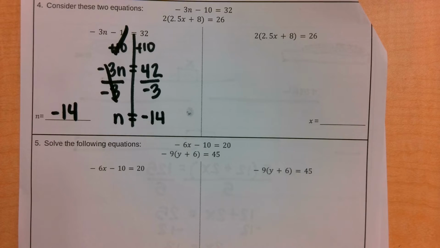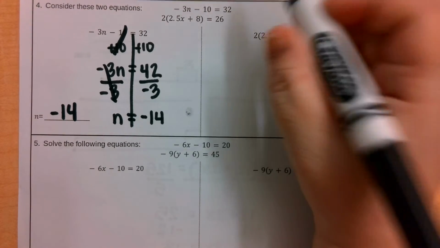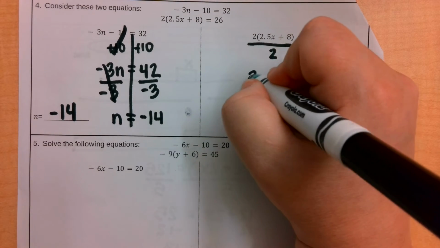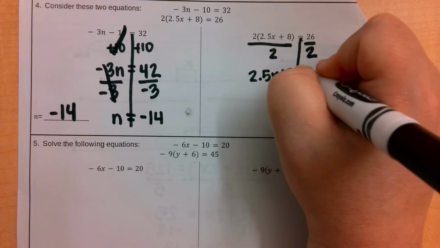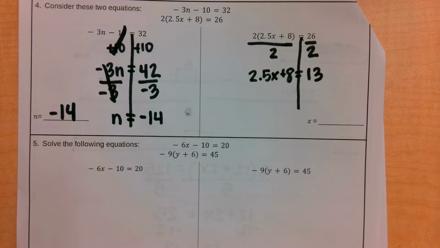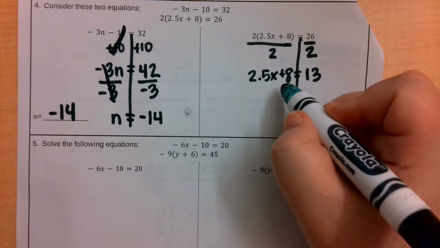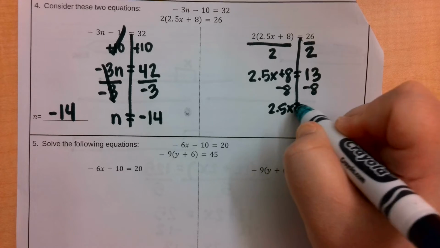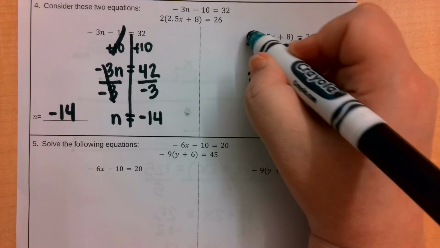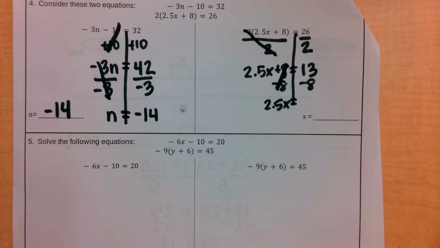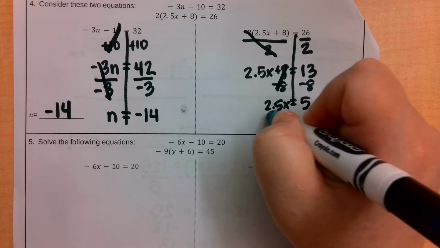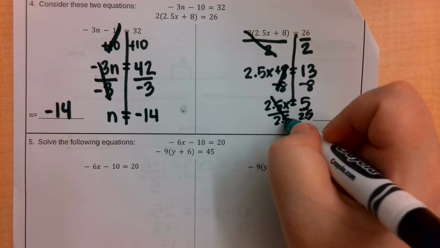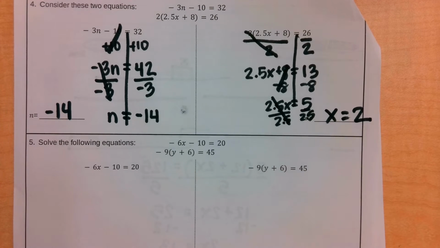Next one. I like the divide first method, so that's what I'm going to do. Divide by 2, divide by 2. 2.5x plus 8 equals 13. Next step, get rid of the plus 8. 2.5x equals 13 minus 8 is 5. Divide by 2.5. And the answer should be x equals 2.